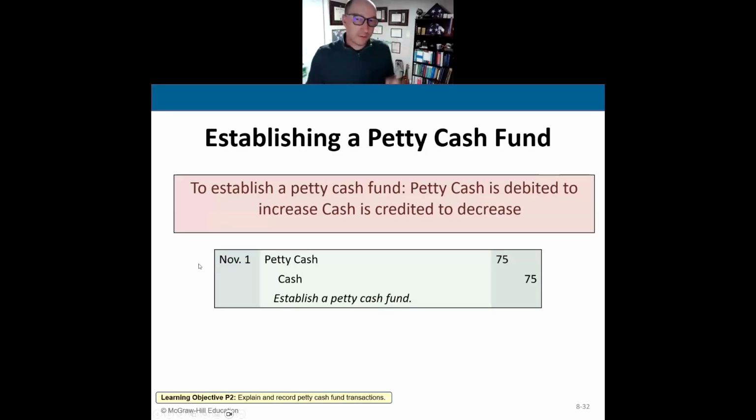How do we establish a petty cash fund? We debit petty cash and credit cash. It's an asset account. It's the same as cash because it is cash, but we need to make sure it's in its own account. Yep. That's what petty cash is.